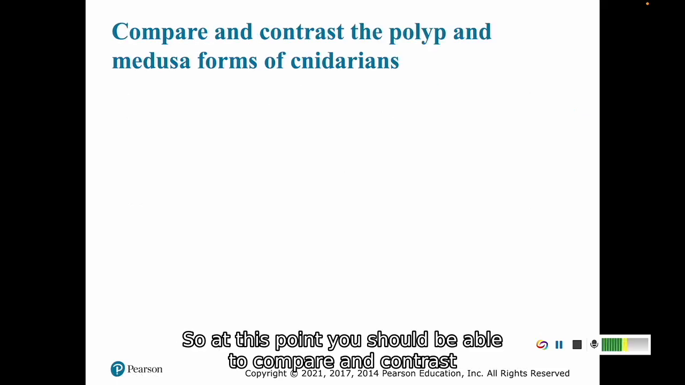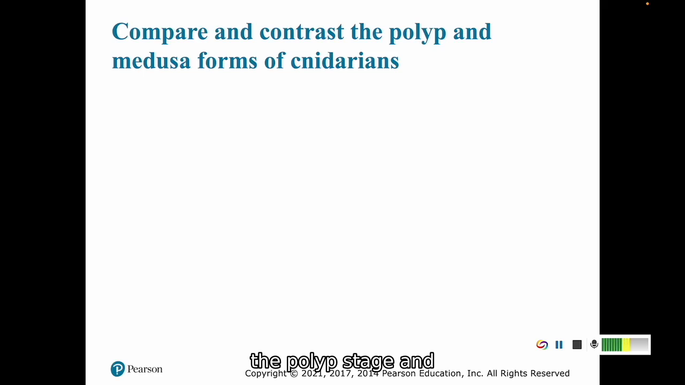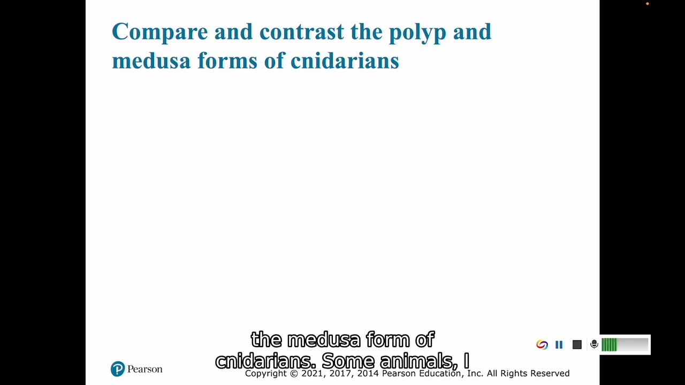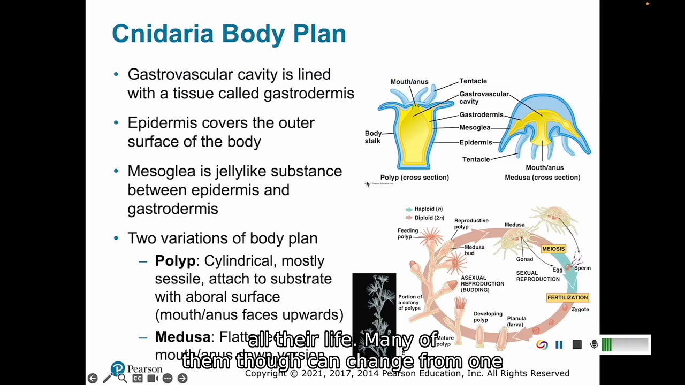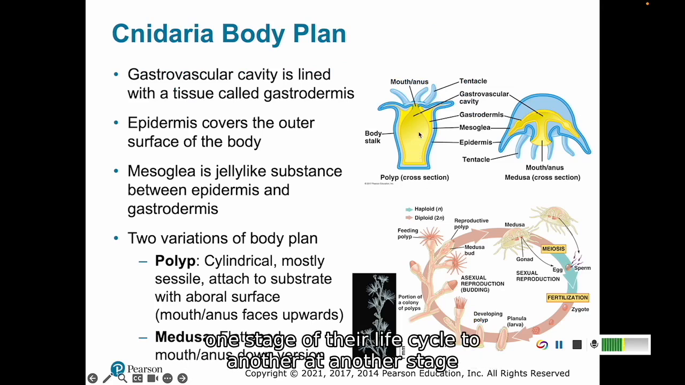So at this point, you should be able to compare and contrast the polyp stage and the medusa form of cnidarians. Some animals, I do want to throw this out there, will either be a polyp all their life or a medusa all their life. Many of them, though, can change from one stage of their life cycle to another.